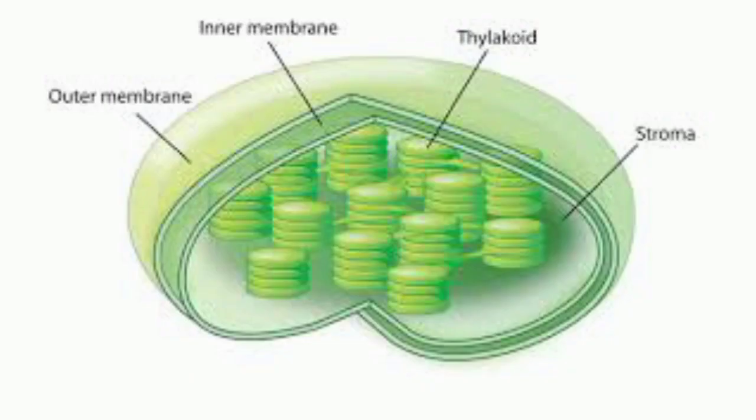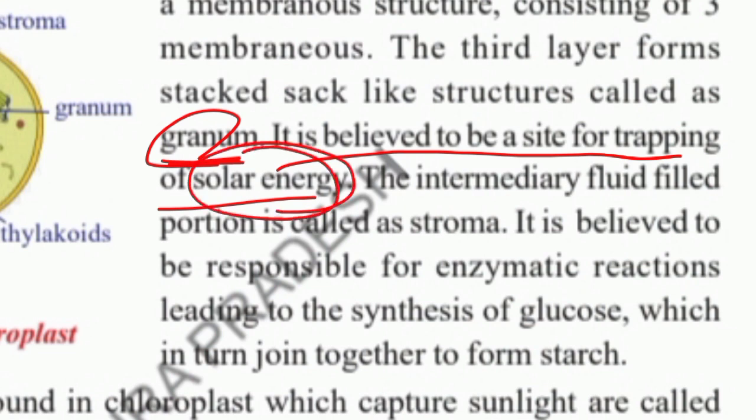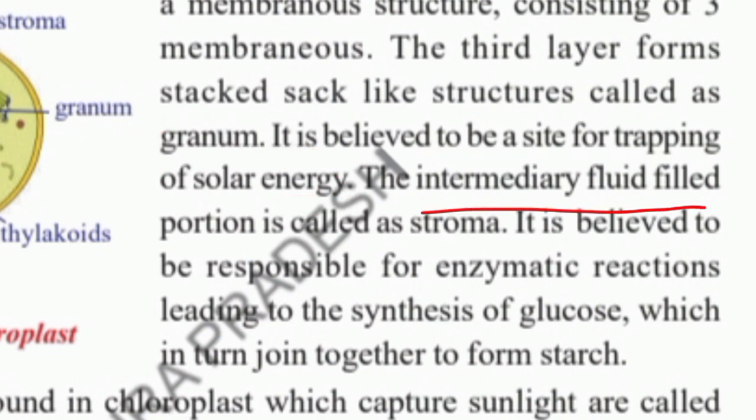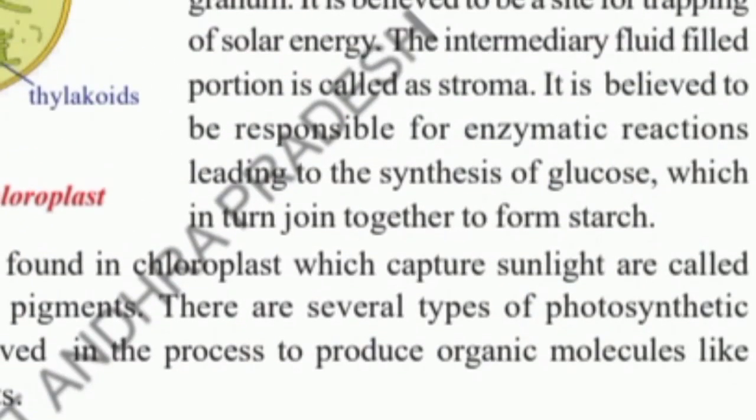This is another clarified diagram. The granum is believed to be a site for trapping of solar energy. It is believed that this site is responsible for trapping solar energy, meaning the light energy falls on the granum and is trapped by it. The intermediary fluid-filled portion is called the stroma. It is believed to be responsible for the enzymatic reactions. In that fluid there are enzymes present, and they lead to the synthesis of glucose.